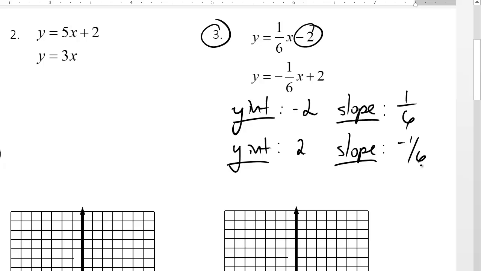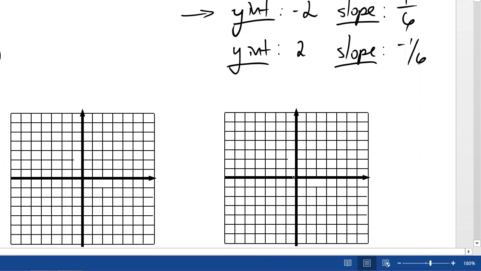Now let's graph that. Let's graph the first one. So start at your origin and go down 2, 1, 2. Put a dot. Now your slope, rise is 1, run is 6. So go up 1 and right 6. Opposite direction, down 1, left 6. And there is your line. Now let's graph your second one. Y-intercept is at +2, so from your origin, go up 2. And then your slope is negative, so we're going down 1 and right 6. And then opposite way, up 1, left 6.